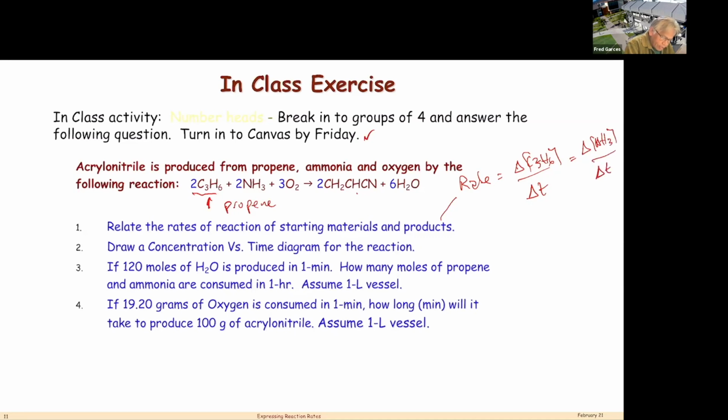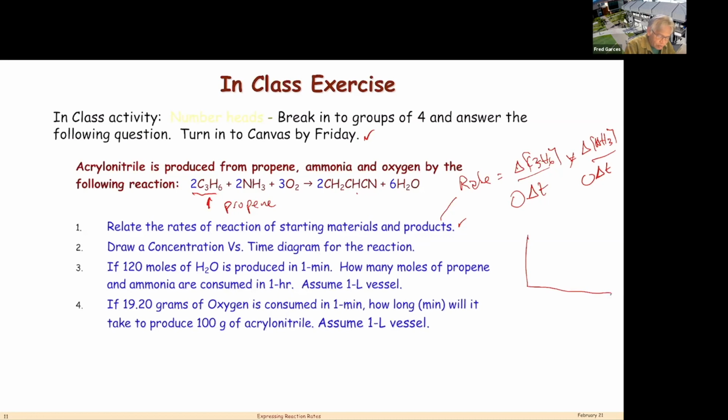And right now this is not equal, but how do I make it equal? Just like in the previous problem. If I want to put an equality sign here, what are the coefficients that I need to put in order to make it all equal to each other? So that's this part. The second part is draw a concentration versus time diagram.